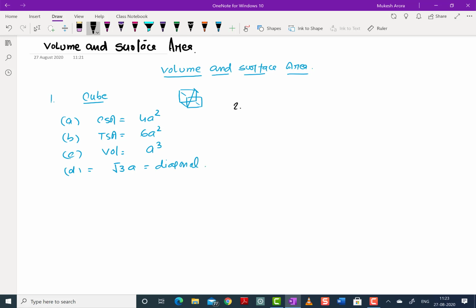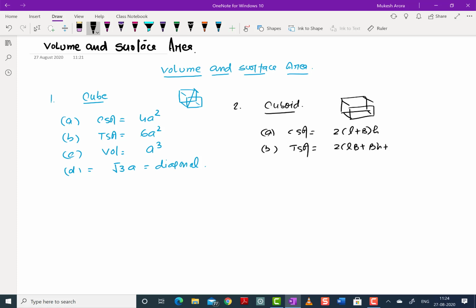Second is cuboid, where opposite sides are equal, like a geometry box or lunch box. The curved surface area, or area of four walls, is 2 into (L plus B) into H. B. Total surface area is 2 into (LB plus BH plus HL). C. Volume is L into B into H. D. The diagonal is equal to the square root of L square plus B square plus H square.